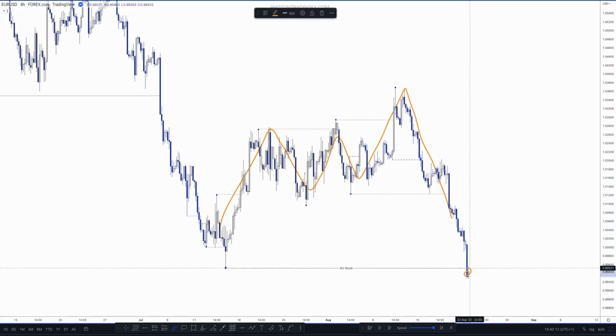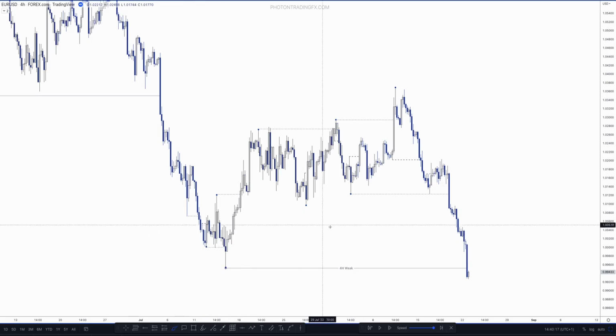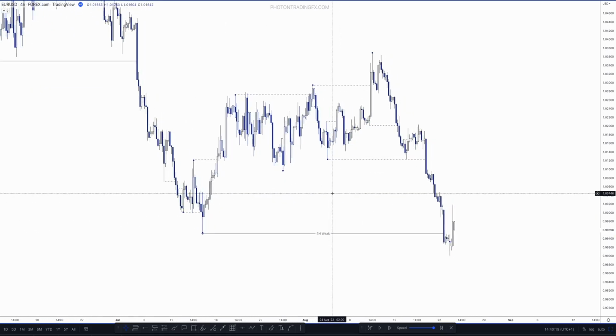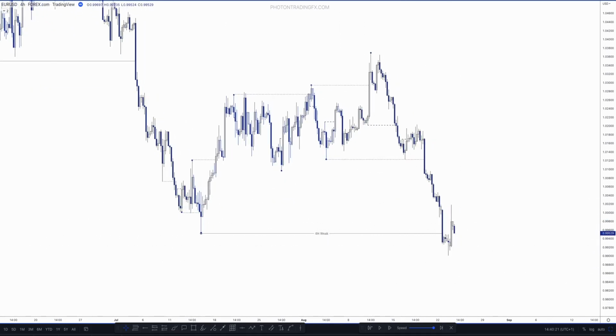But obviously we're not going to jump in long straight away. We're going to go through the process that we did over here. We're going to wait for structure to shift. Obviously you can play price forward. You can see we start to get changes of character, and again, you can start to look to play these pullbacks, and so on and so forth.